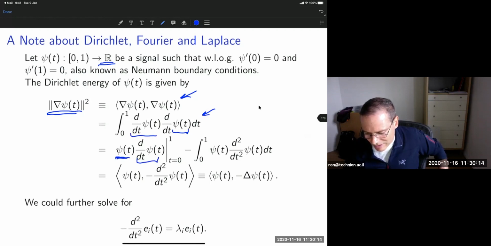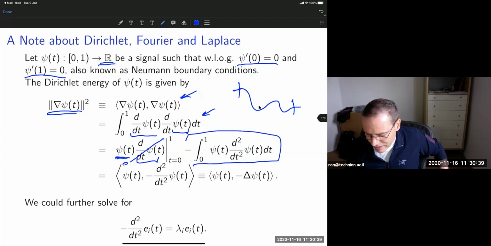I assume that the derivatives of my function at the boundary are equal to zero. I assume that my function looks like that, and these are the boundaries. This part would cancel out, I mean, this part would be equal to zero. And what I end up with is nothing but that. Now, what is that? This is the inner product between psi and the second derivative of psi with respect to t.